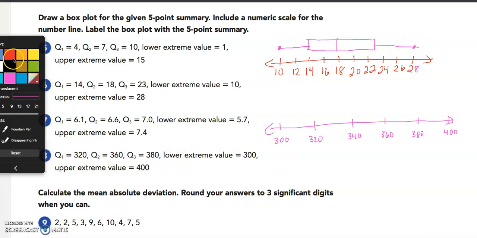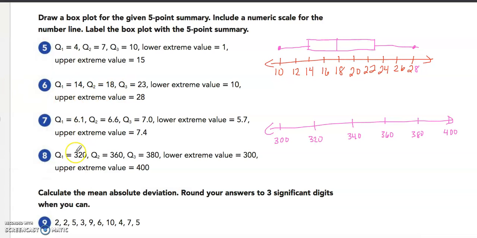So, lower extreme for this one. Last one. Let's go. Lower extreme is 300. Put a dot there. Upper extreme is 400. Q1 is 320. That's right here. Q2 is 360, which is right here. And Q3 is 380, which is right there. I then connect the dots here. No, I'm not connecting the dots. I'm making the box here. Connect the box to the dots. And there is my box plot.